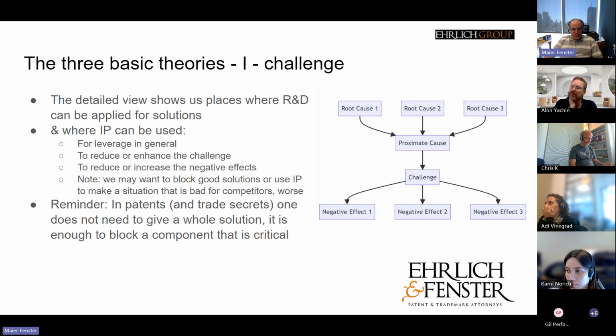One of the places that you might not think about immediately, but if we talk about our competitor, we want to make his challenge greater. We don't want to just solve our problems, we want to cause problems for our competitor. But if you look at it from a theory of challenge, you can more easily identify these points.